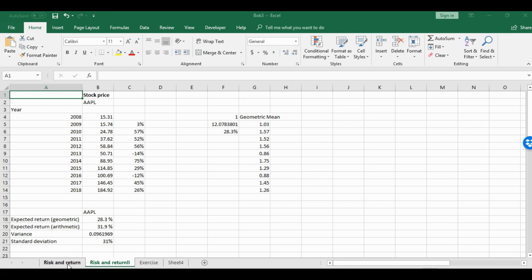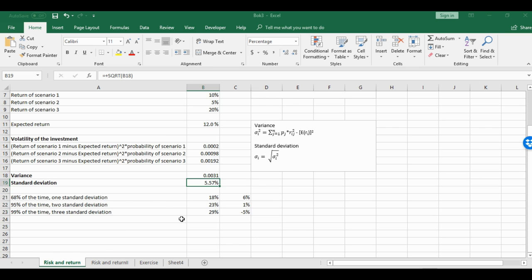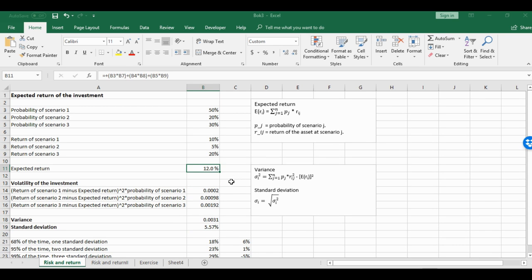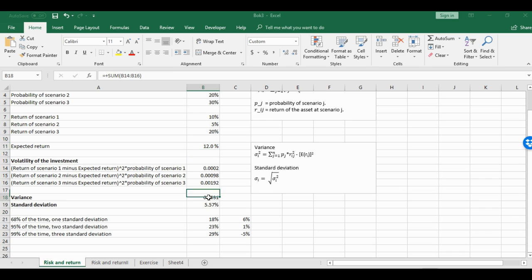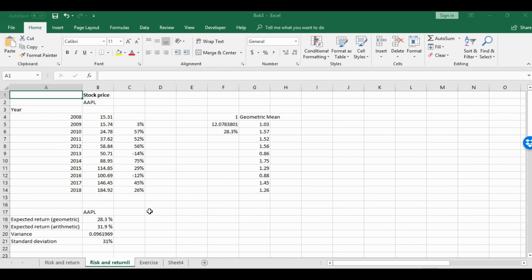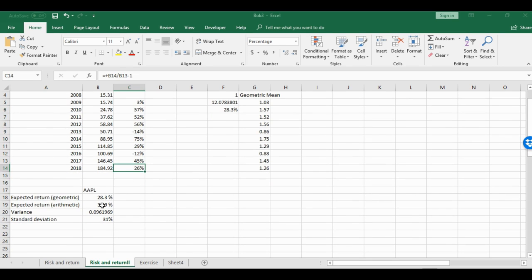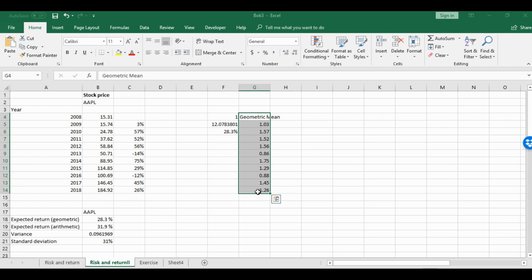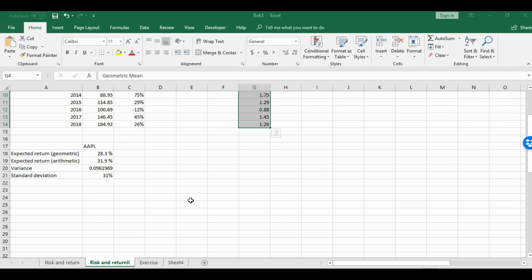So in this video we have gone through how to calculate the expected return, variance and standard deviation, and we have gone through how to use the historical return as expected return. Remember that the actual return can vary greatly from the historical return, and how to calculate the geometric mean. In the next video, we will be adding stocks and constructing a portfolio.